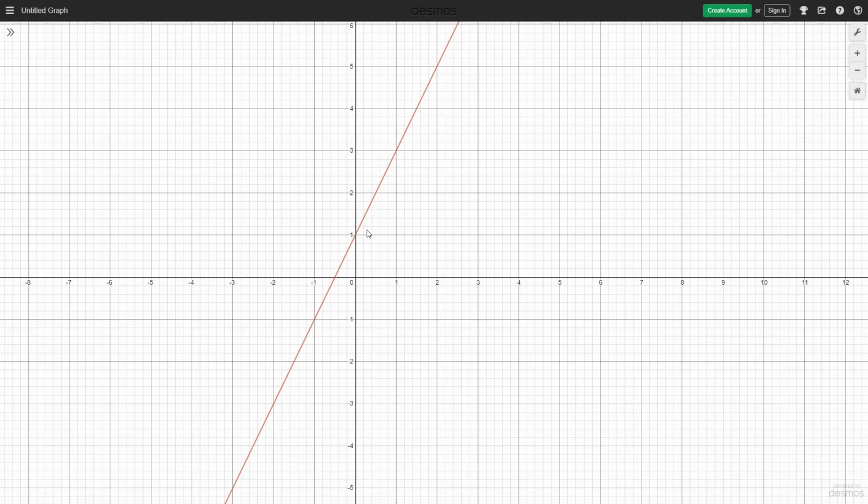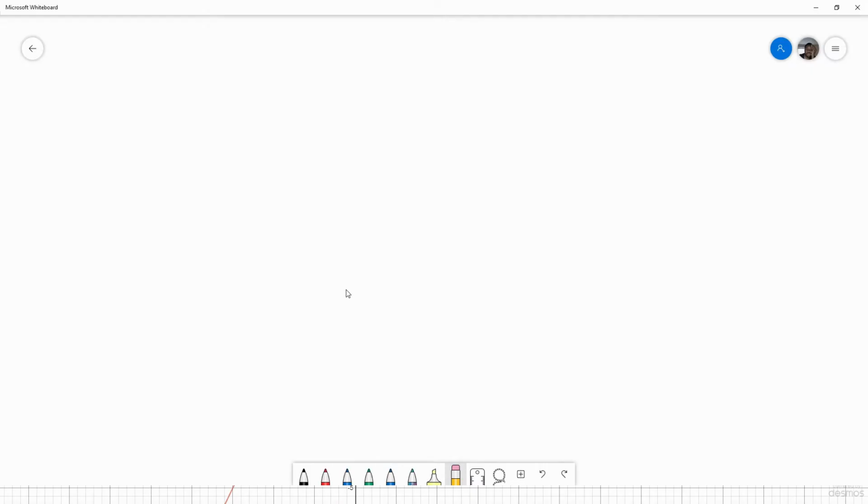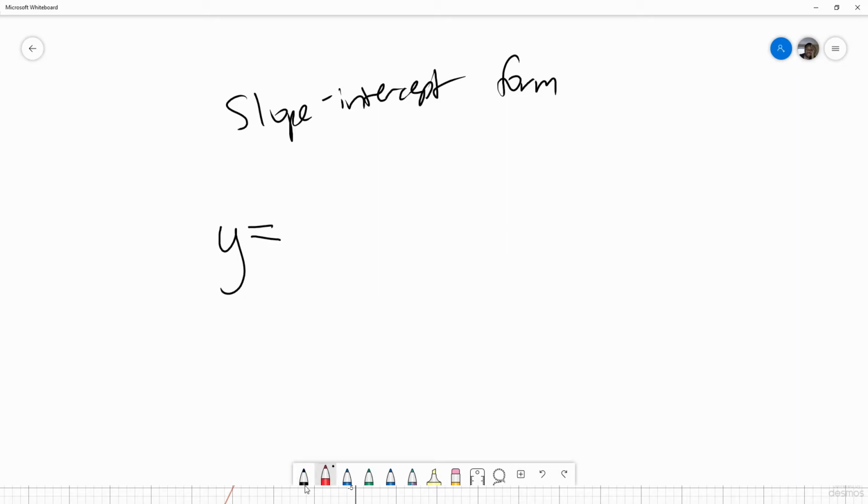You also need to know, where does your graph cross the y-axis? In this case, my graph cleanly crosses at positive 1. Once you have those two pieces of information, you can make your equation for a graph, which is just going to boil down to what we like to call slope-intercept form. This will be y equals your slope times x plus your y-intercept.